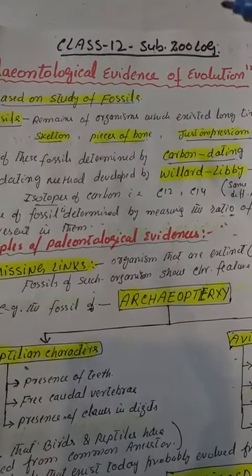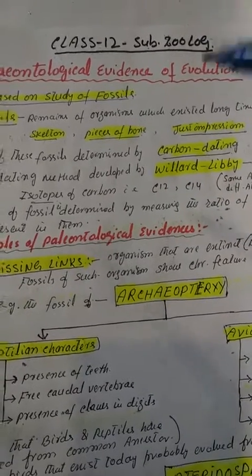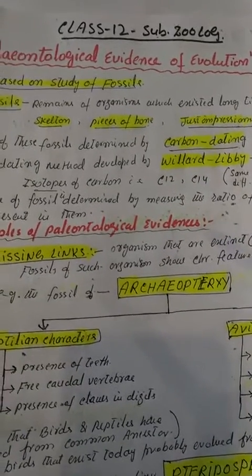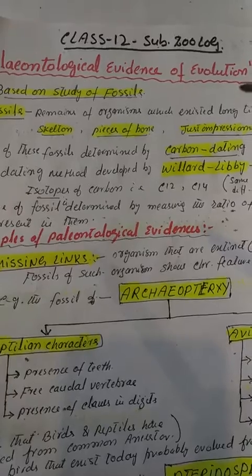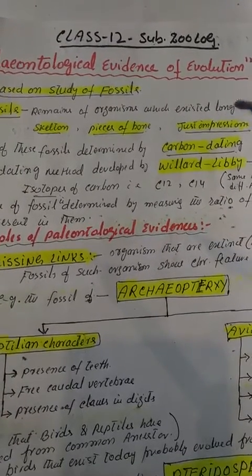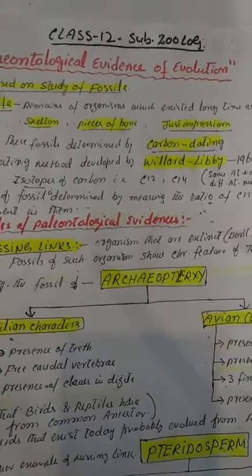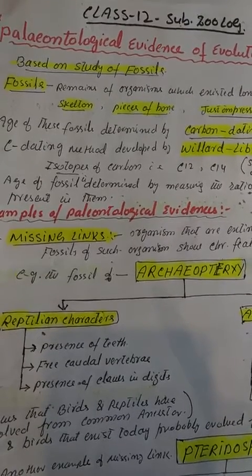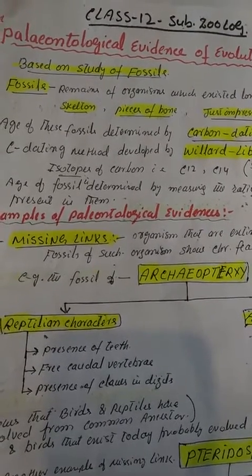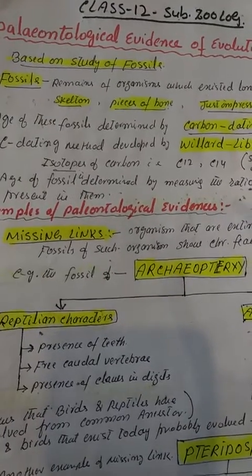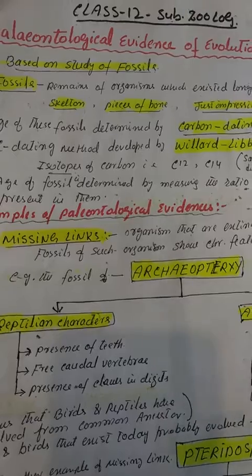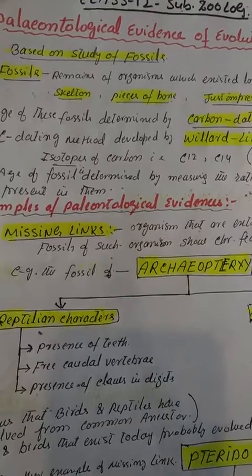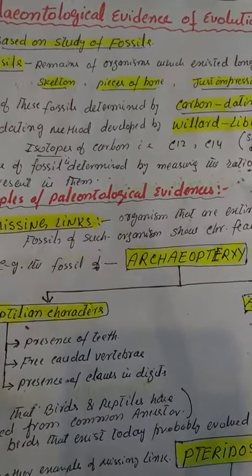Now, after this, we will study some examples of paleontological evidences. First of all, we will study the most important paleontological evidence, that is the missing links. Under this heading, we study the fossils of some organisms that are extinct, that is, they don't exist anymore. Fossils of such organisms show characteristic features of two groups of animals.